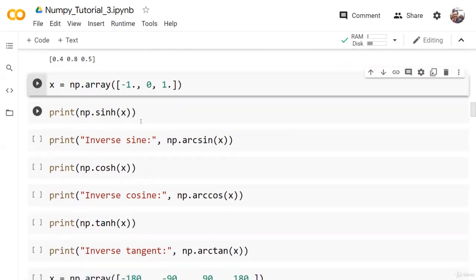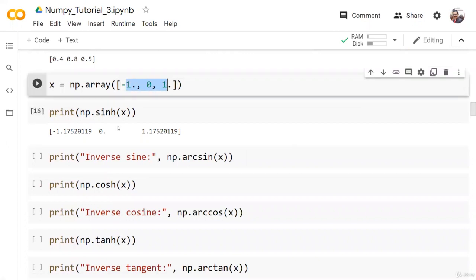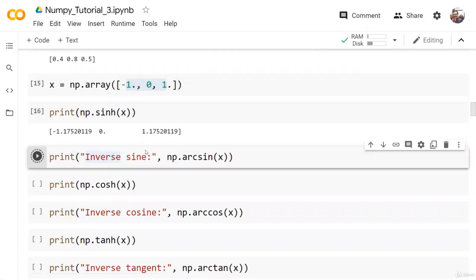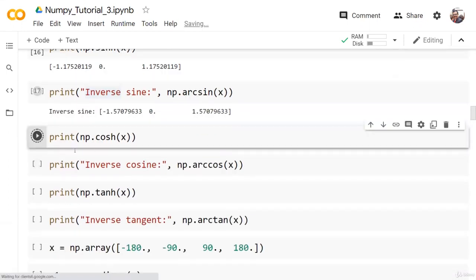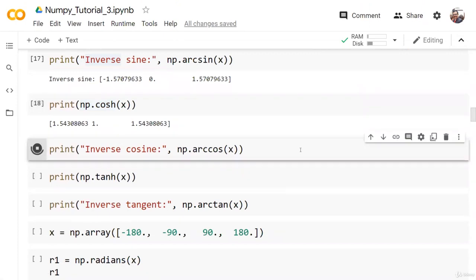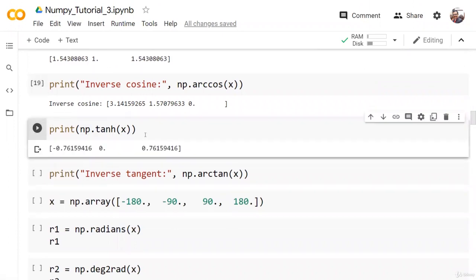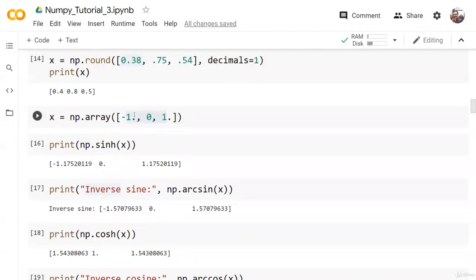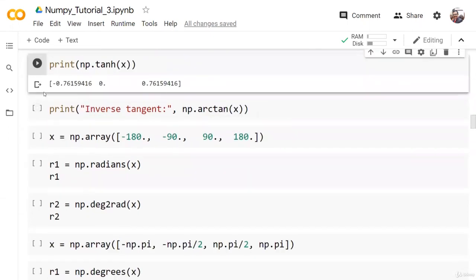Suppose I have an array like this: minus 1, 0 and 1. I can find out the hyperbolic sine of that. I can find out the inverse sine of that also. I can find out the cosine values of that, the hyperbolic cosine. I can find out the inverse cosine of that. I can find out the tan value of minus 1, 0 and 1, and I can find out the inverse of that. Tan operation, inverse tan operation.